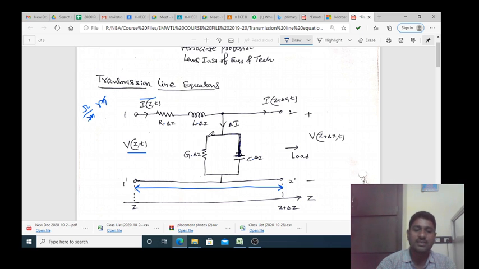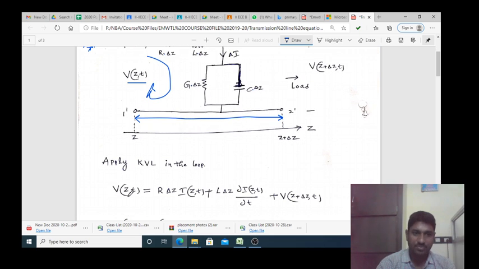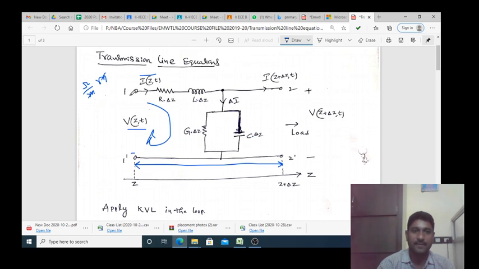Now, based on this equivalent circuit diagram, we are deriving the transmission line equation. To derive that, first apply the Kirchhoff voltage law in this loop. What is Kirchhoff voltage law? KVL tells us that the total voltage in any closed loop is equal to zero. So this is V of z comma t, entering at the plus terminal, and this is the minus terminal. So this voltage is equal to the voltage across the resistor, plus the voltage across the inductor, plus the voltage between the two terminals.